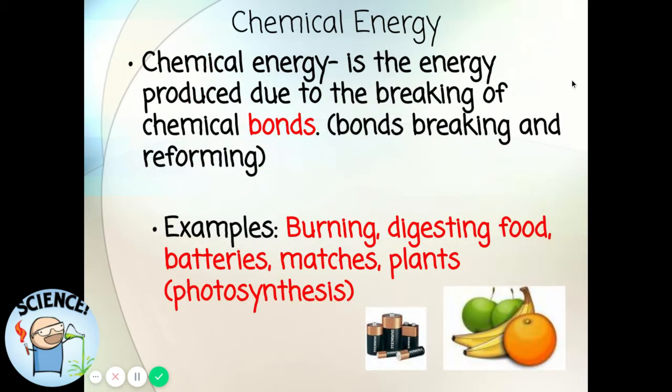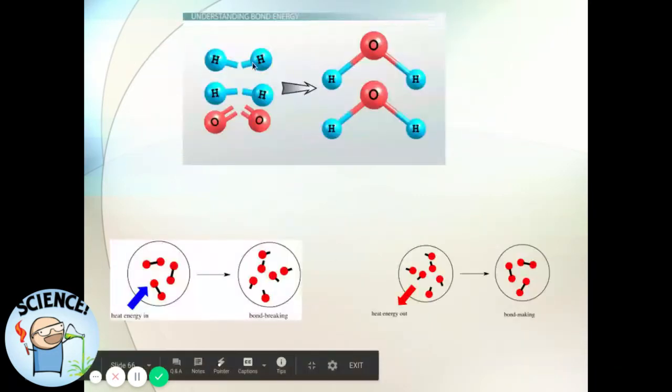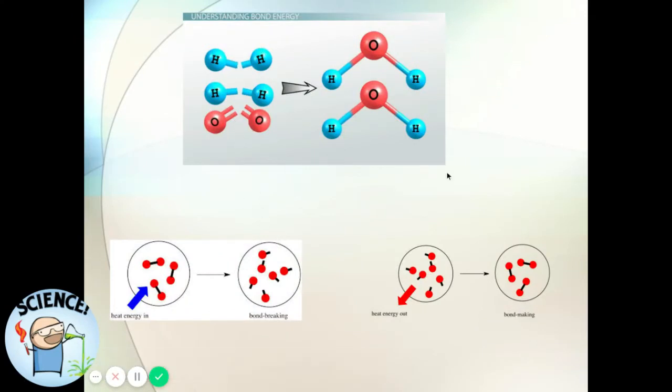The next type of energy we're going to talk about is chemical energy. Now, we are still talking about an atom here, but we're not talking about the nucleus anymore. Chemical energy is the energy produced due to the breaking of chemical bonds. So when those different atoms bond together and when their bonds are broken. Some examples: burning, digesting food, batteries, matches when you light a flame, and plants through the process of photosynthesis. So whenever bonds are broken, that releases a lot of energy, and whenever new bonds are created.